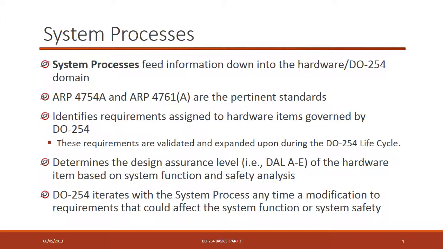So what happens at those higher systems levels is that they'll identify the requirements that need to be handed down to the hardware item. And those requirements come in the form of functional requirements and also safety requirements. So the design assurance level is handed down as well. During the DO-254 process, there can be iterations with the systems process, and that should happen anytime there's a modification or a new requirement added that could have some sort of effect on the system function or system safety.